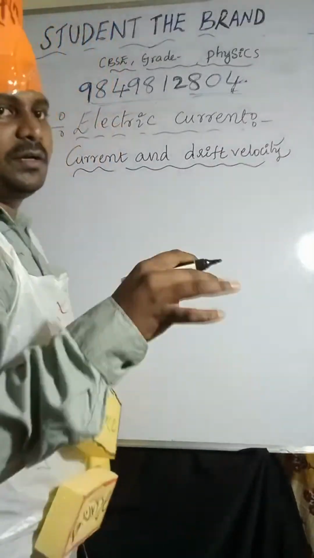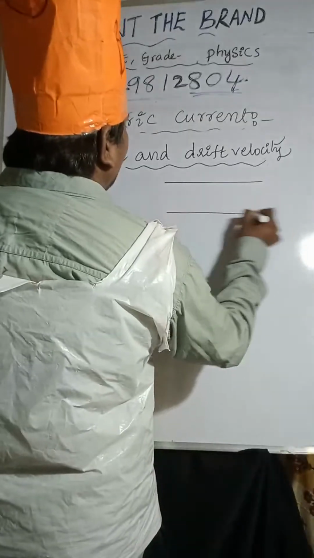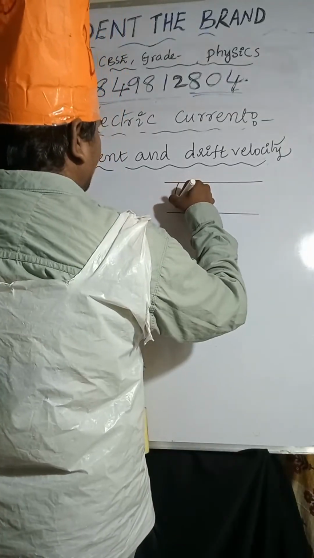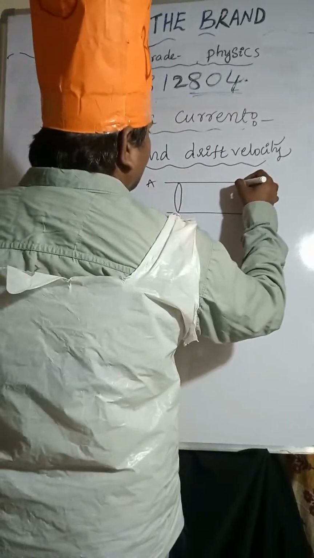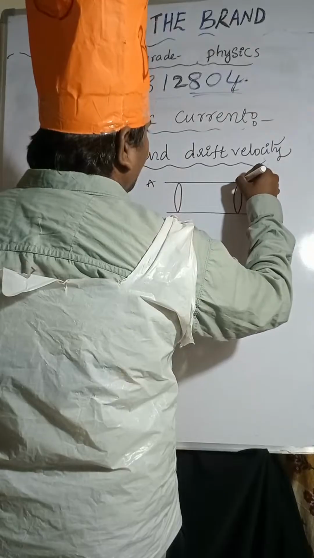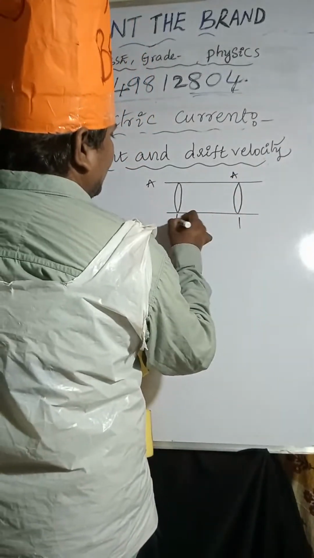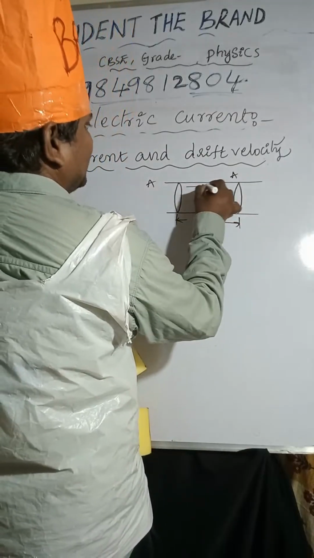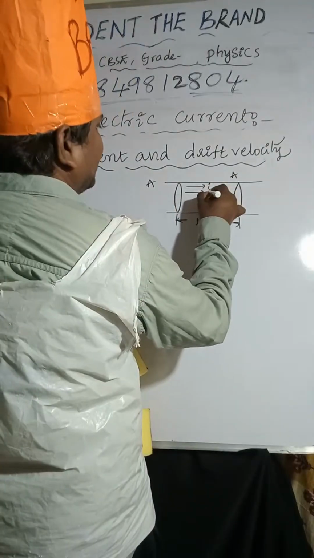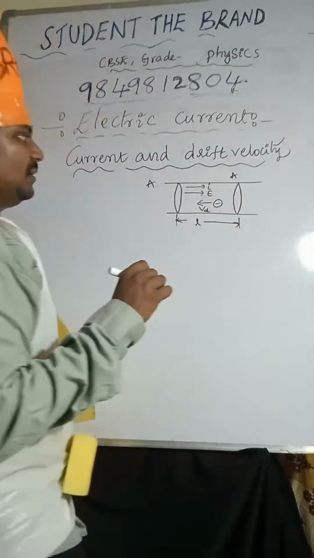Current and drift velocity. Here this is a cylindrical conductor. The area of the cross section is A at both ends. I am taking the length as L. Current is moving like this, and an electric field will be there. The drift velocity is opposite to the electric field.